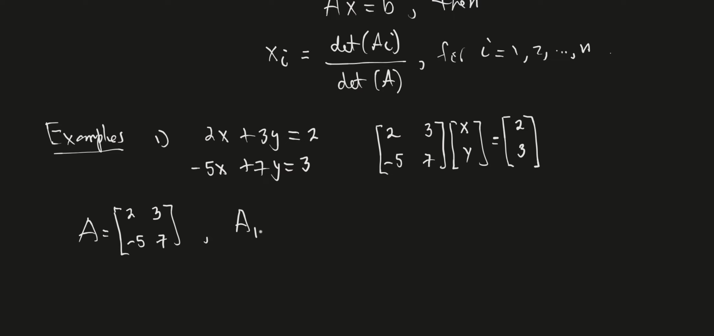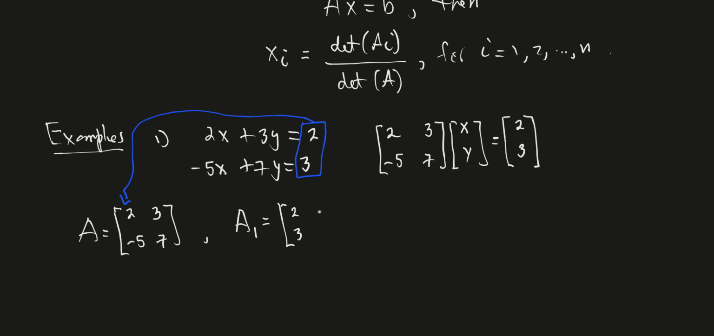A1 is where I replace the first column, so that's what this subscript is telling me. Replace the first column of A with my constant column here, 2, 3. So for this one, I'm going to take this and replace that column, and then that's going to be my a sub 1. So instead of writing 2, negative 5 as my first column, I'm going to write 2, 3. And then I don't change the second column.